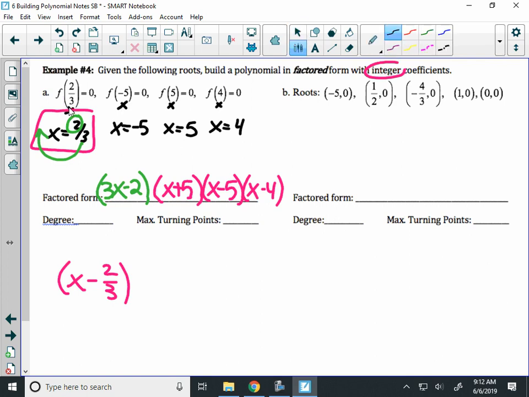The degree of this polynomial, you would count the multiplicities. You would have 1, 2, 3, 4, degree of 4, which means it's quartic, and it would have at most 3 turning points.